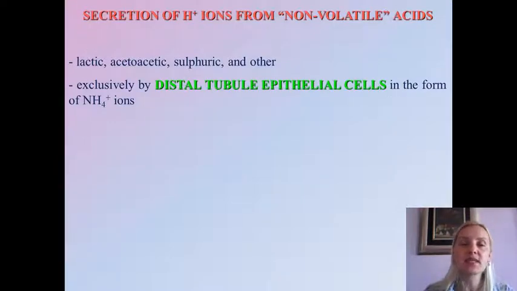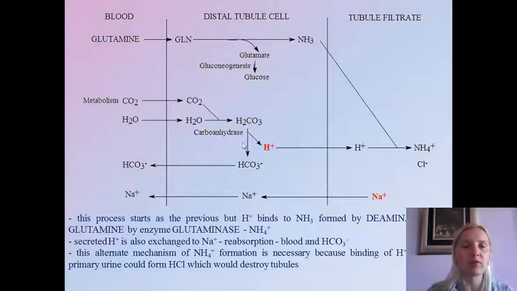The next thing is to see how hydrogen ions are secreted from non-volatile acids, and now we have a different situation because non-volatile acids are not subjected to the mechanism that we have mentioned for volatile carbonic acid. So we have mentioned that non-volatile acids are lactic acid, acetoacetic acid, sulfuric acid, and other acids. So they are excreted exclusively by distal tubule epithelial cells, and they are neutralized and buffered in the form of ammonium ions. And here is the figure representing it.